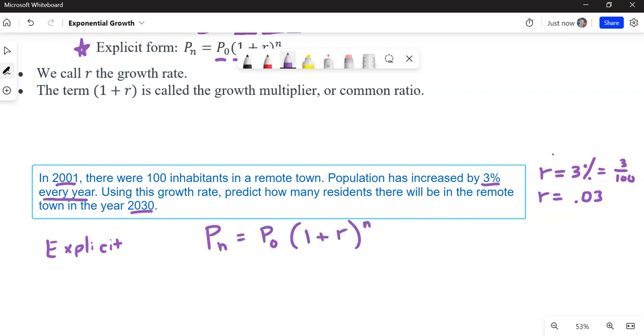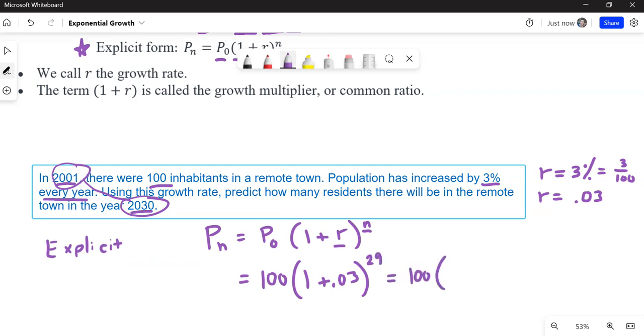Okay, so let's plug in what we know. Well, P naught is our original population, that's 100. Our growth rate, r, is given to us as 0.03. And then we're going to want n, the number of years from 2001 to 2030. So we would have to calculate that. Now, that's just simple subtraction. 2030 minus 2001 gives us 29 years, all right? So that would be a 29 up here. And we enter this into our calculator.